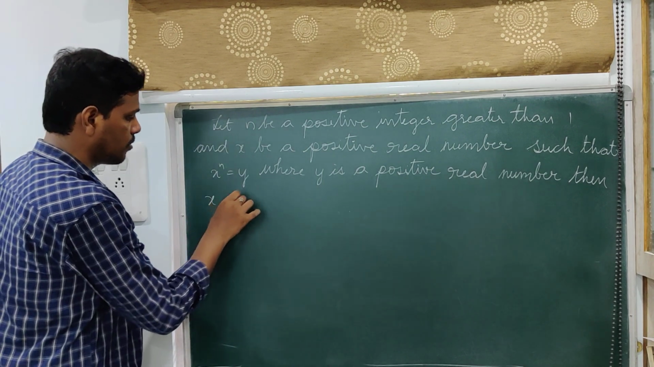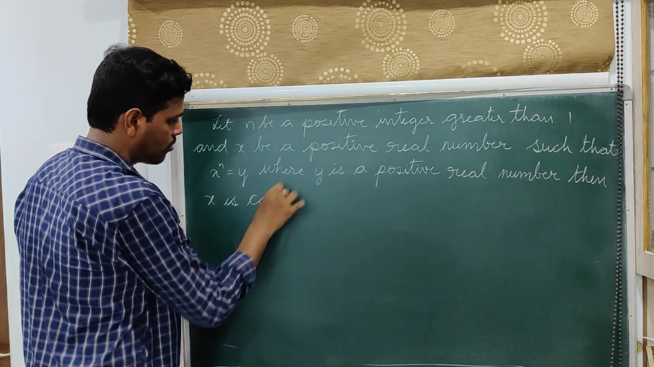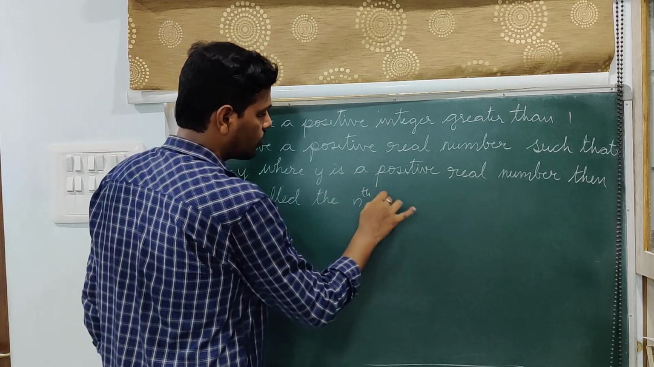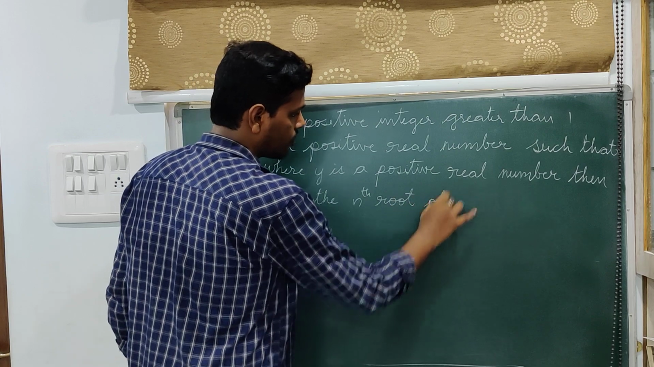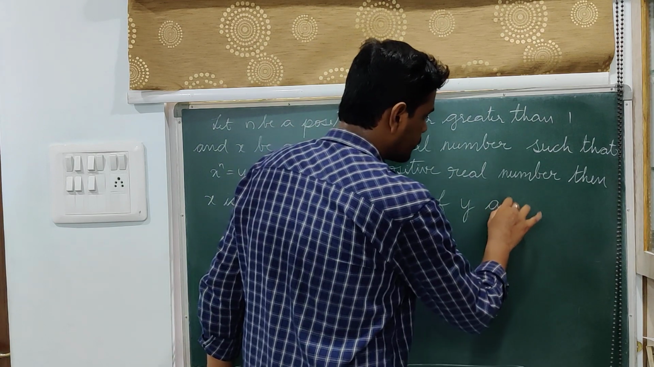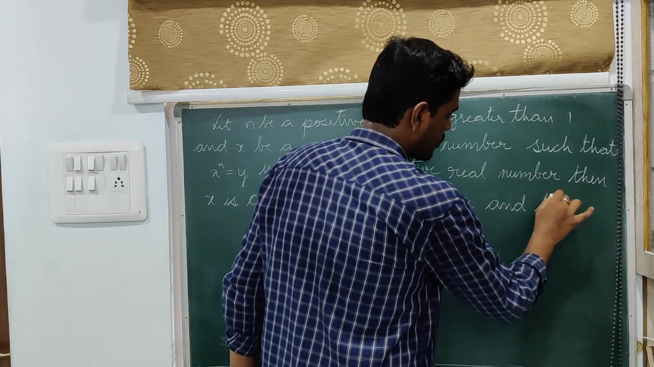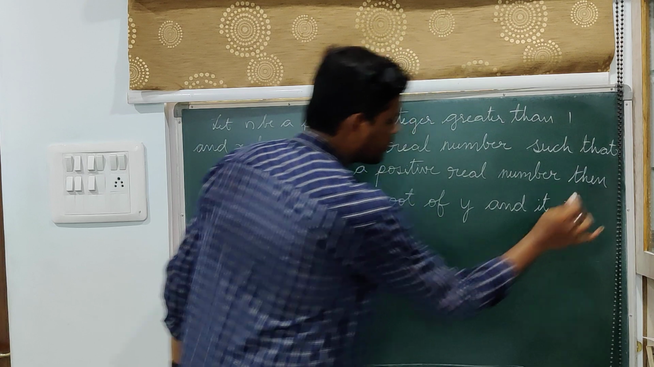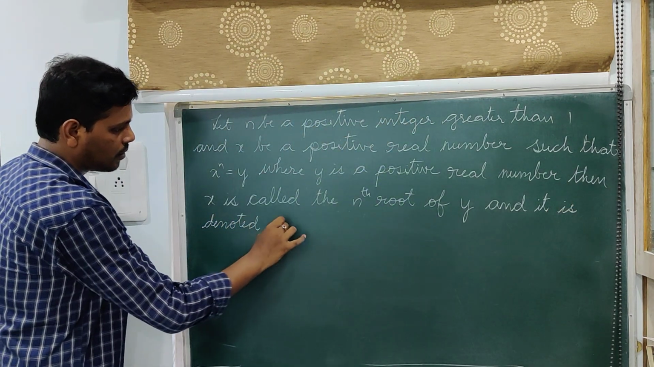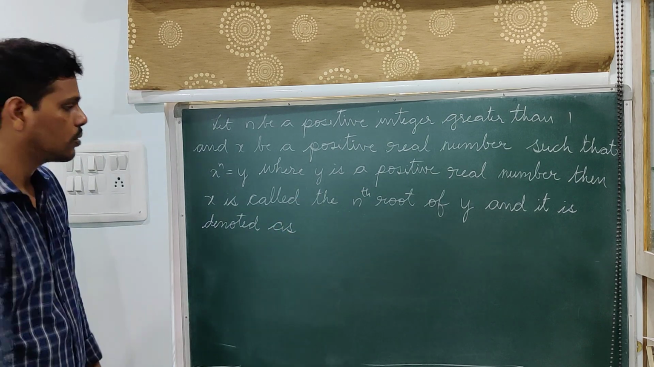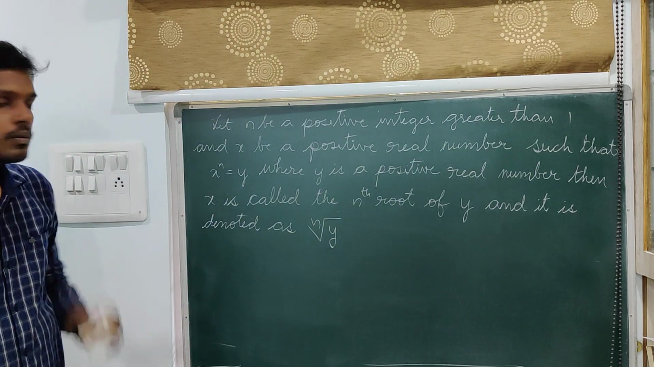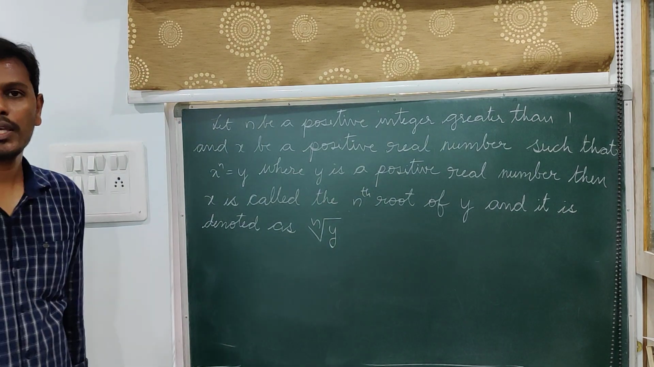Then x is called the nth root of y, and it is denoted as nth root y. So this is what I am trying to fix. What is the nth root of a given number?